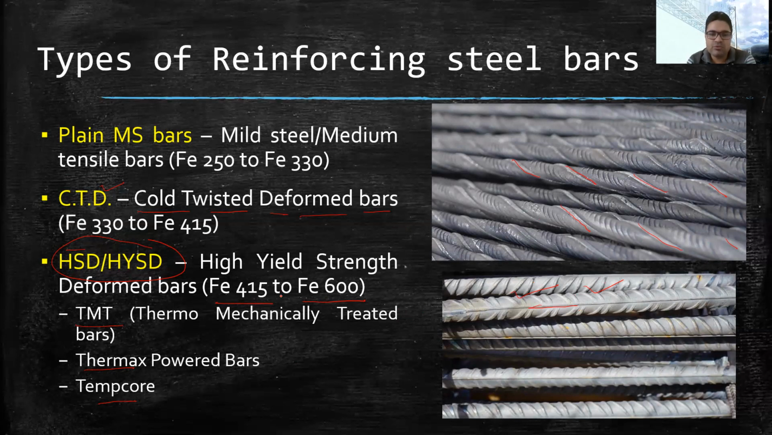Also when we use high yield strength bar, the number of bars required will be less compared to plain MS bar or CTD, because of the higher strength. One bar can be accommodated to take this much strength, while in this case one bar takes this much strength. So if we are using two bars to take a certain stress, we can use a single bar in this case to take the same stress. That is why these bars are more efficient and fewer bars will be required.